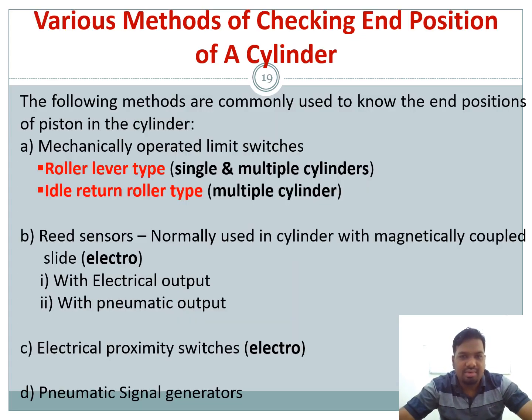Okay, so you will see various methods of checking the end position of a cylinder. Initially we have seen that we put a roller valve or a kind of sensor at the end of your cylinder to check whether your cylinder reached the maximum extension length. Okay, so we have two conditions.